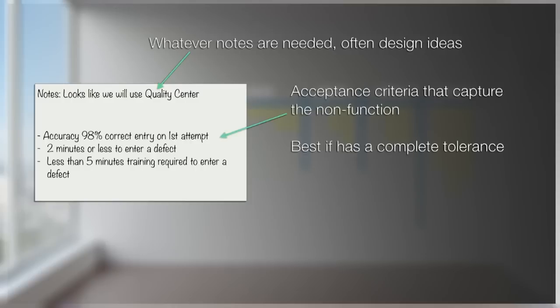And then there's a section for the acceptance criteria. And notice the acceptance criteria should be talking about how well they do it. They have the non-functional parts in there. And later on, we'll talk about having a tolerance on these things. That is, a range of values that can be acceptable, not just one point.